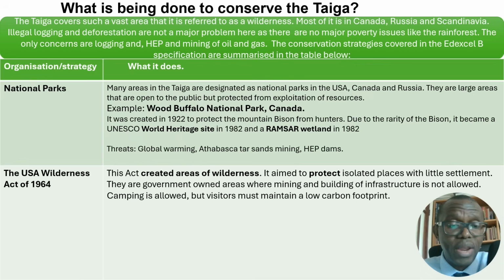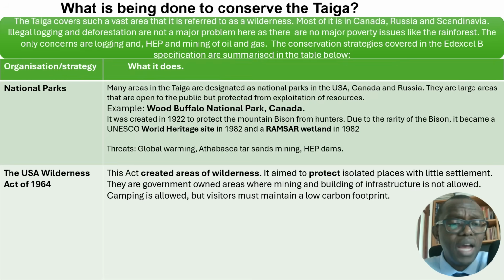That is also a threat, because despite the fact that it's not necessarily being done in the national park or the national parks, the impact of it in terms of water pollution and air pollution is likely to be felt, and the decrease obviously in the biodiversity in those other areas, the impact of that is likely to be felt in the national parks as well. But we'll be talking about the Athabasca tar sands mining a little later on. And then obviously the last threat here is hydroelectric power dams.